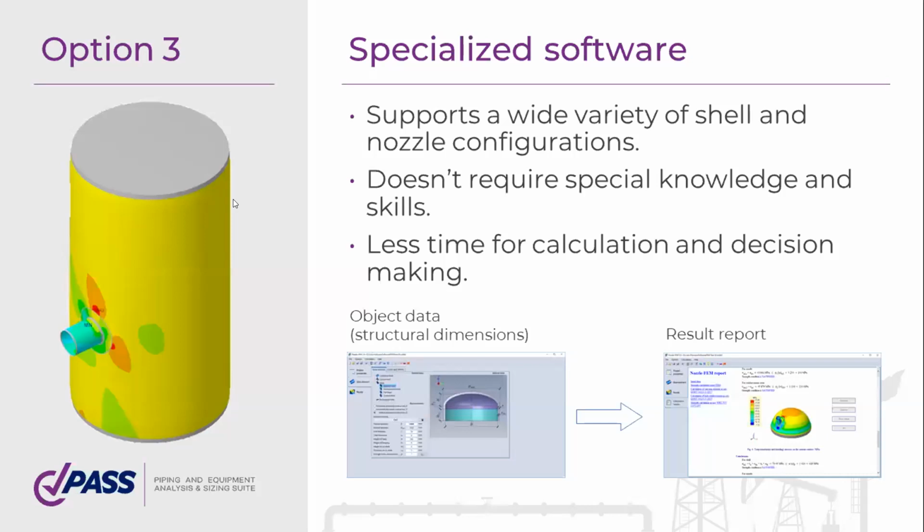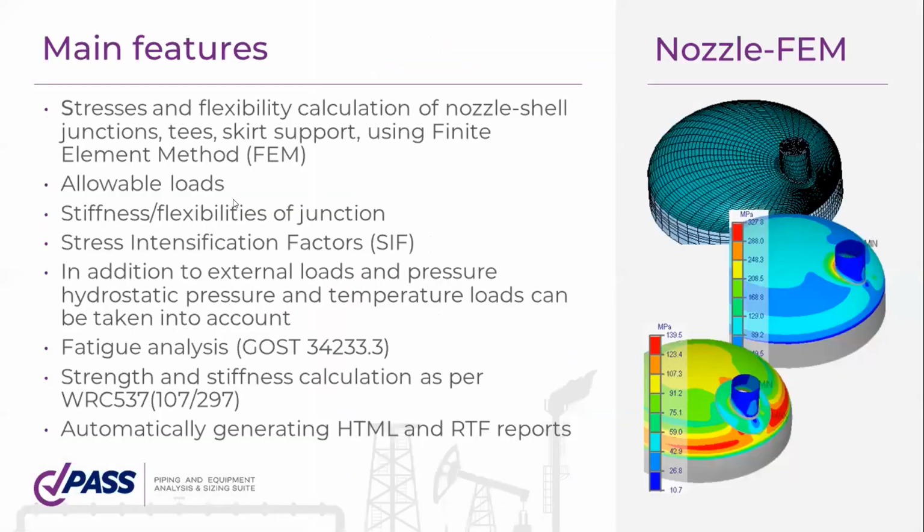So what are the main features of Nozzle-FEM? It can calculate stress and flexibility of nozzle-shell junctions, and not only junctions, but also some other elements like tees, non-standard tees, saddles, and we are going to increase this list of elements. Of course, it can calculate allowable loads. It can calculate the stress intensification factors under different load combinations, including pressure, hydrostatic and temperature loads, and so on. It can also do fatigue analysis, and of course, we also include analytical calculations according to WRC.